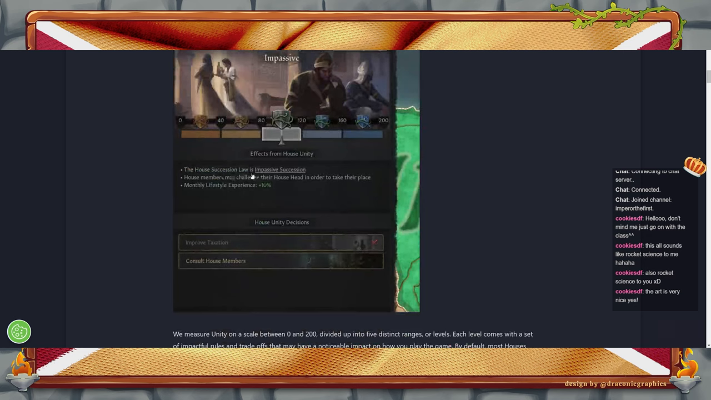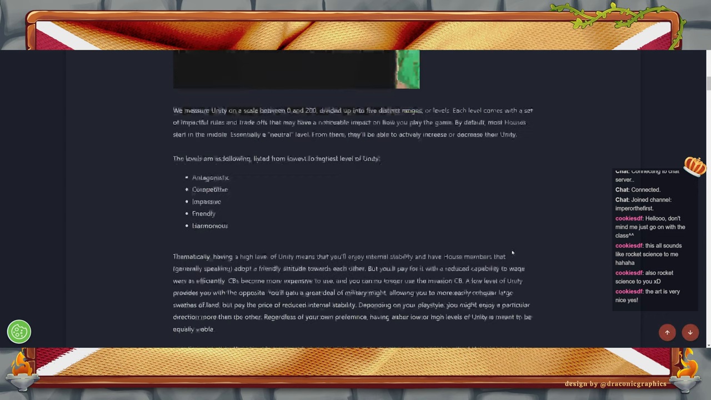The house succession law is impassive succession. Oh, are we tying succession here into how everyone is feeling? Interesting. House members may challenge their house head in order to take their place. Okay, all right. Monthly lifestyle experience plus 10%. That's important. That's big. That's good.